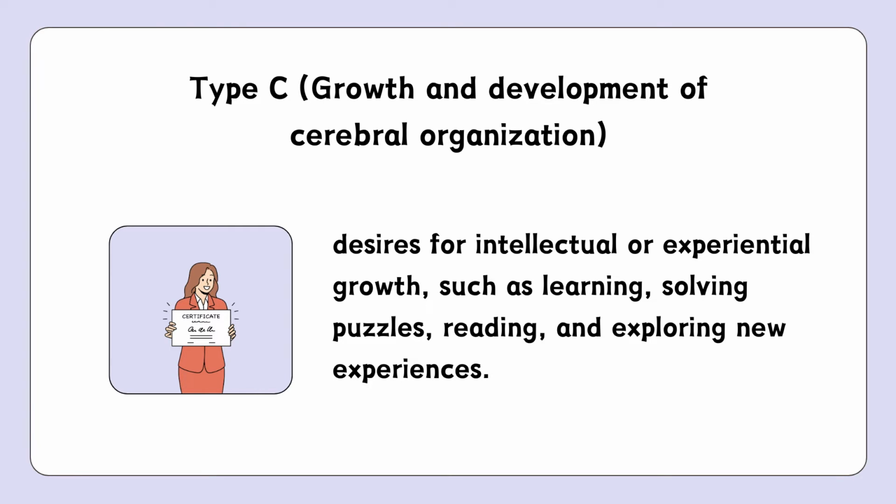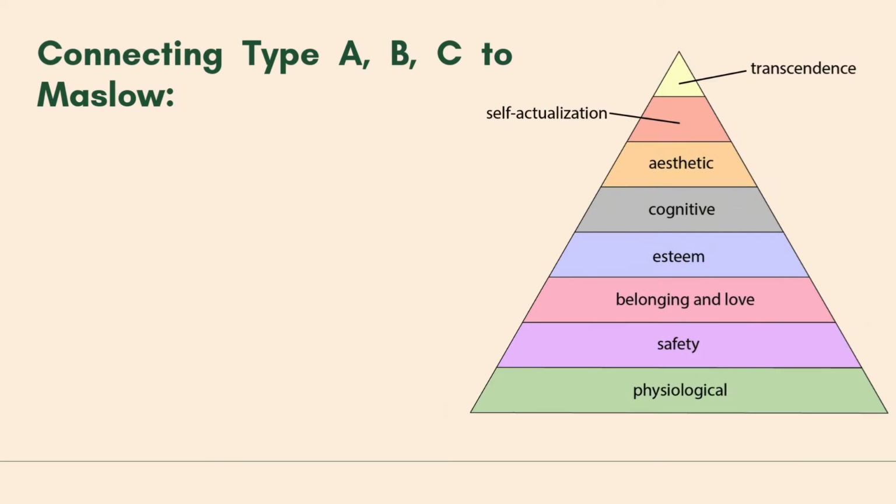These motivations drive us toward new experiences, learning, and challenging ourselves. These different types of motivations can be connected to Maslow's hierarchy of needs, a theory that shows how our desires evolve as we satisfy our more basic needs. At the bottom of the pyramid, we have the basic needs, what Maslow called physiological and safety needs. These are type A motivations, which are focused on survival.